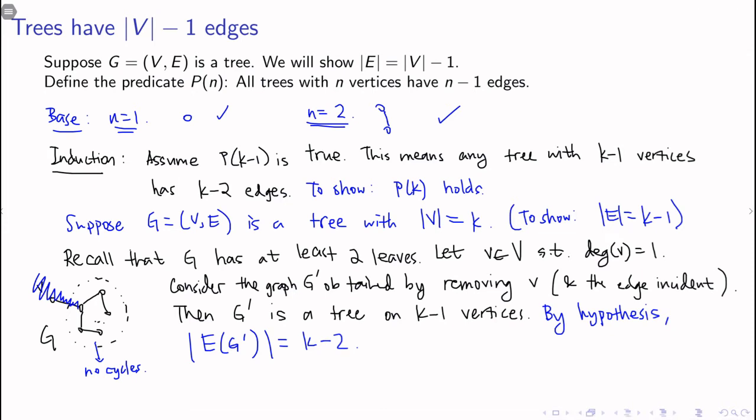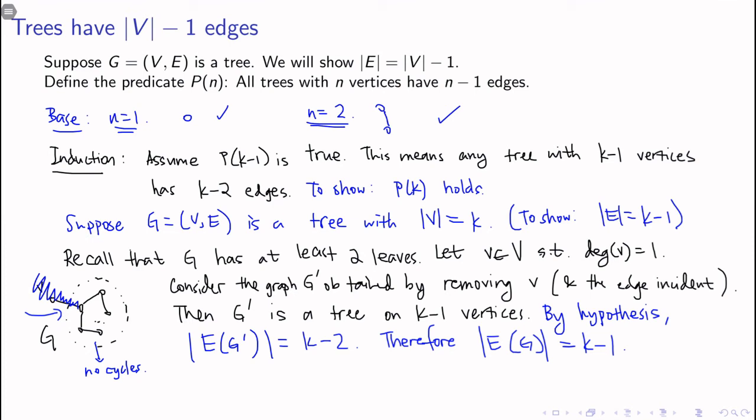Well then, aren't we done here? Therefore, the number of edges in G is k minus 1, right? Just add that edge back that you removed. From G to G prime, we removed one edge. Since G prime has k minus 2, G must have k minus 1. Okay, so that proves this direction.